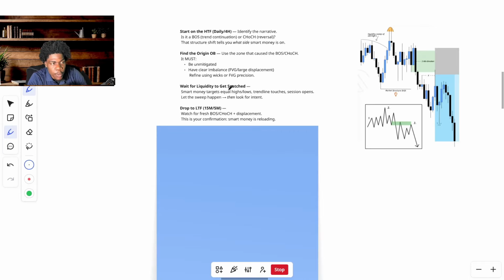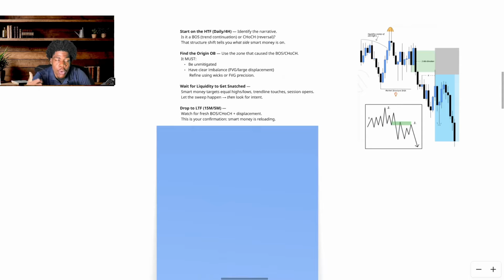Next, we must wait for liquidity to get snatched. Smart money targets equal highs and equal lows, either trend line touches or session opens or session closes. Let the liquidity sweep happen. That's the number one thing that a lot of traders mess up.